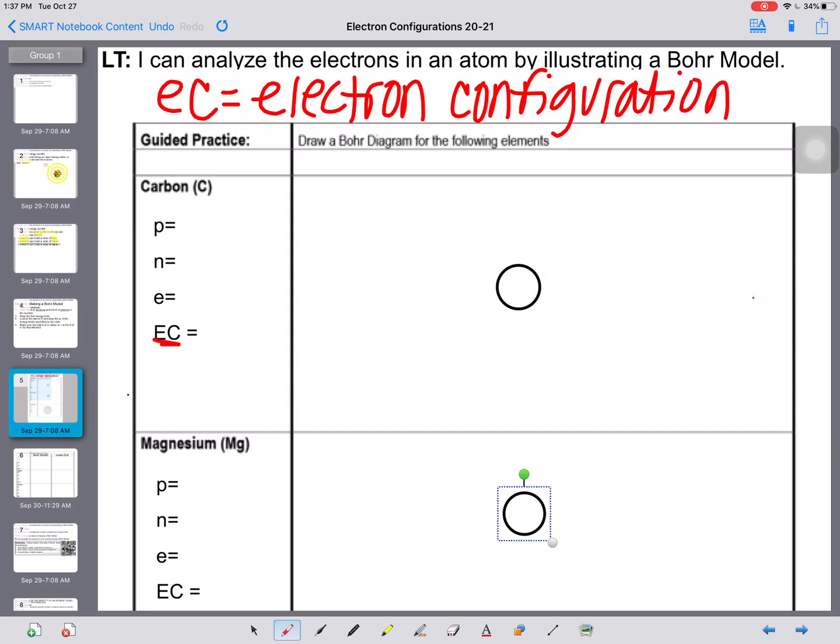Okay, that's going to be really helpful to us. So let's get the number of protons, neutrons, and electrons. If you look at carbon on the periodic table, it has an atomic mass of 12, an atomic number of 6, and its EC is 2-4.